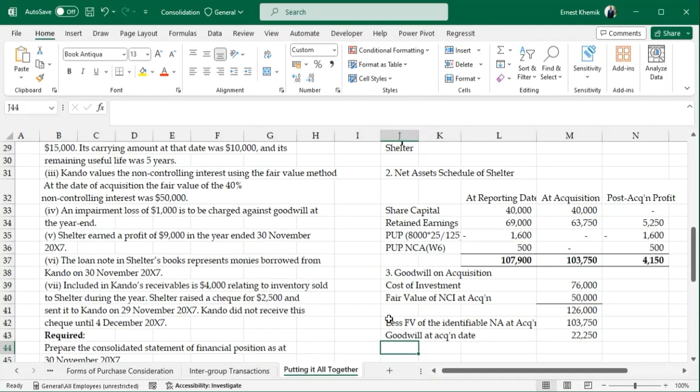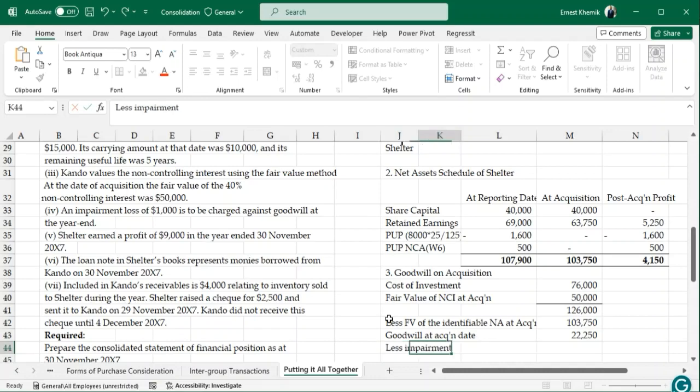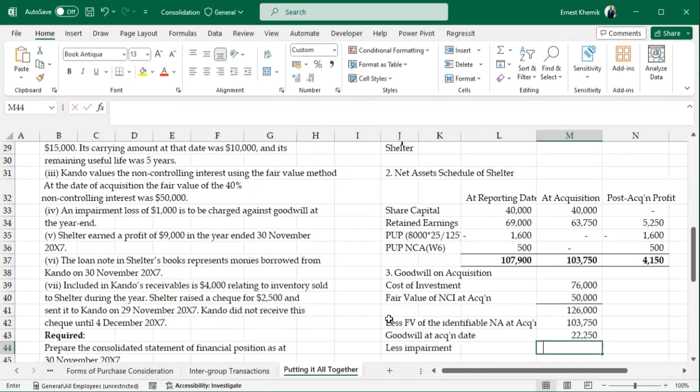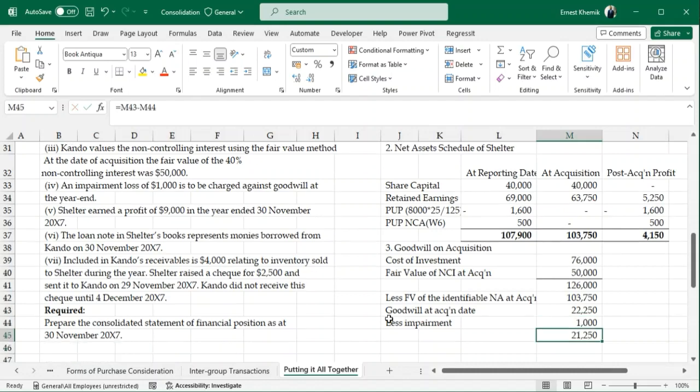Rather, it is tested for impairment. That is a subsequent measurement of goodwill. We test it for impairment, and then we less any impairment from the goodwill. So we have less impairment, and that is 1,000. So I will have equals this minus this, and that gives me 21,000.